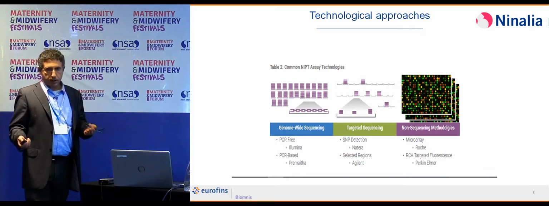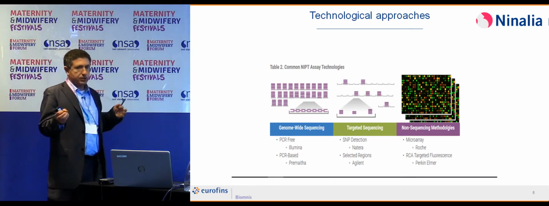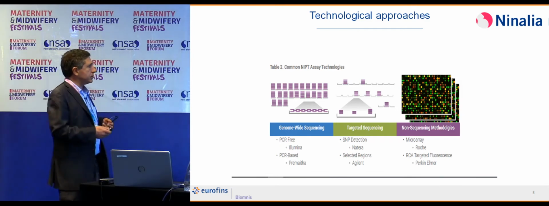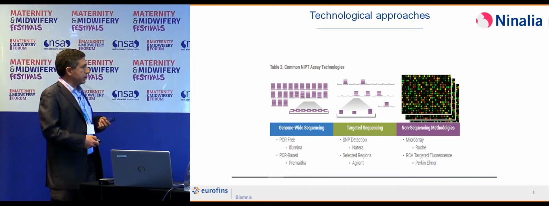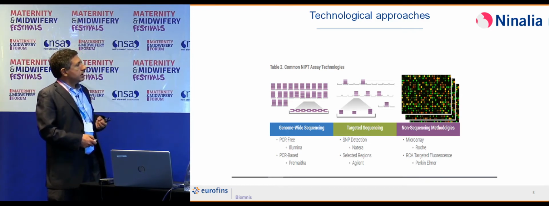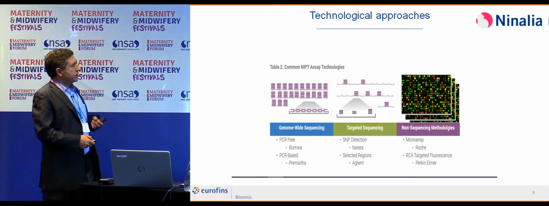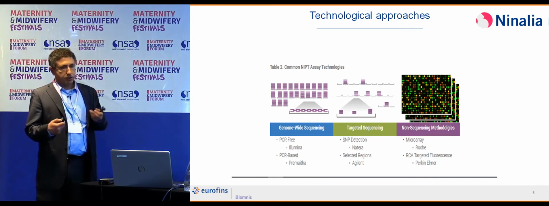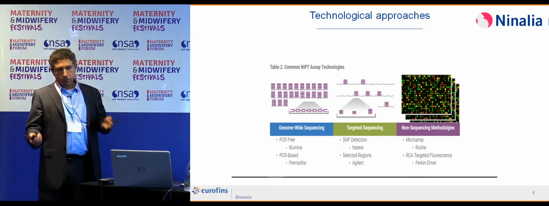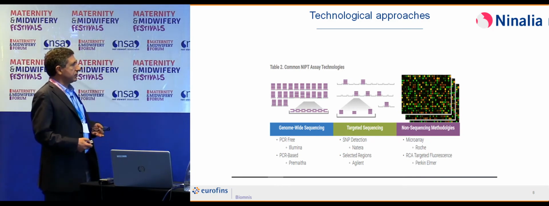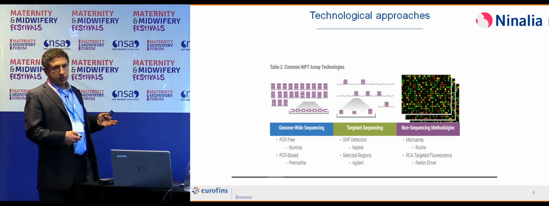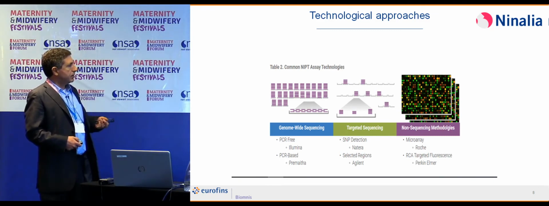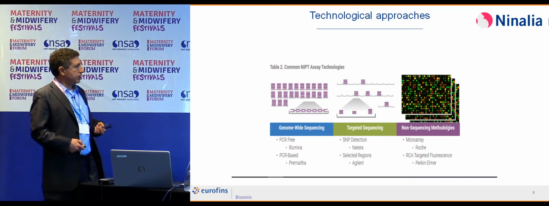And we are counting the fragments coming from each of the chromosomes of interest. So genome-wide sequencing is used by our technology, Illumina, for prenatal. There's another way of sequencing, which is targeted sequencing. You sequence only the chromosomes of interest, for instance 13, 18, and 21, not whole genome sequencing, targeted sequencing. This is made by Natera and Agilent.